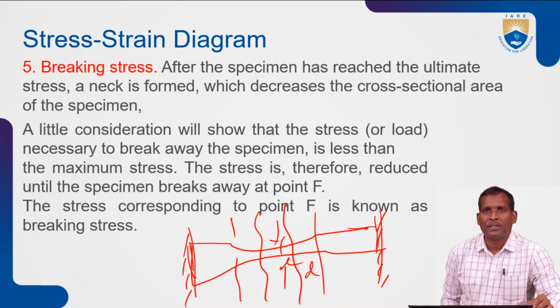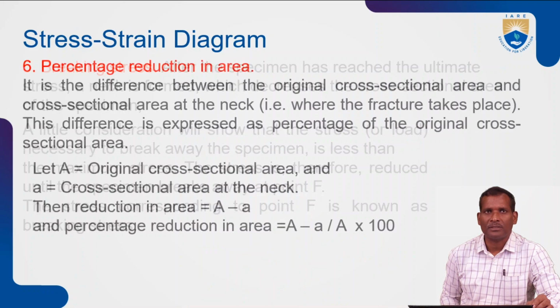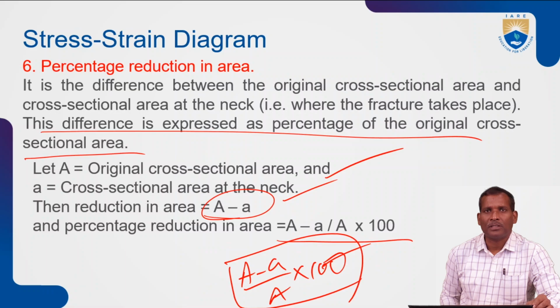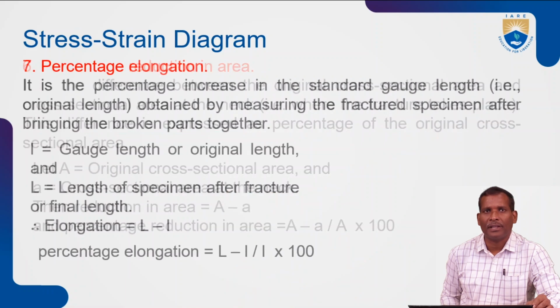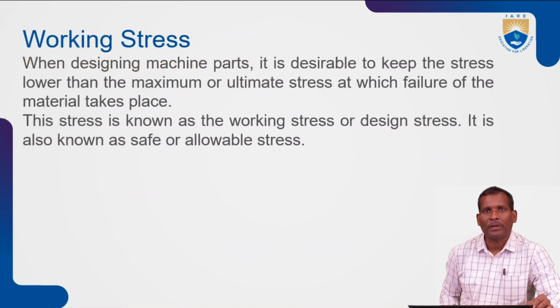After neck formation, which decreases the cross-sectional area of the specimen, we keep on increasing the load and the material will fail. The stress corresponding to that point F is known as the breaking stress. So now you can calculate the percentage reduction in area and the percentage elongation.